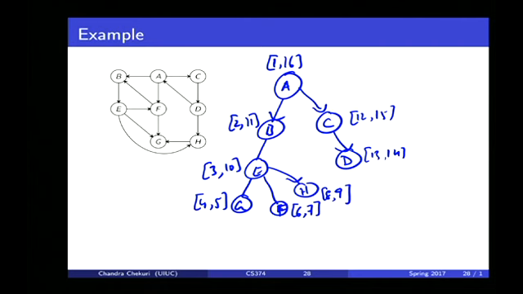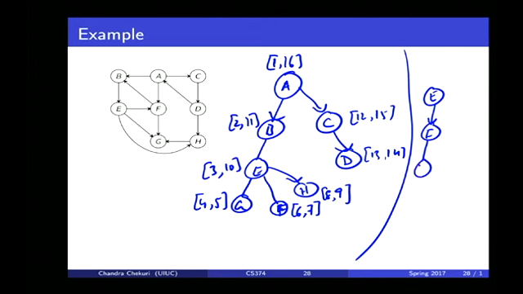Does this make sense? Can I erase this because I don't have space? Let me try to do it in this space. Let's start exploring from E, say, because I want to illustrate a point. What happens when you explore from E? You'll get maybe F, and then you'll get B, and then you go back up.